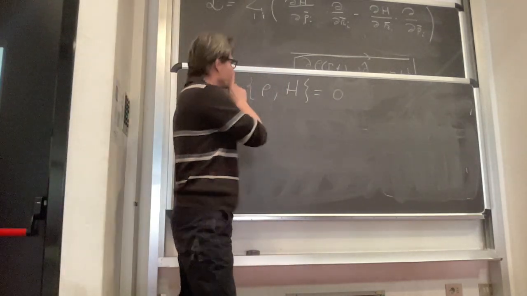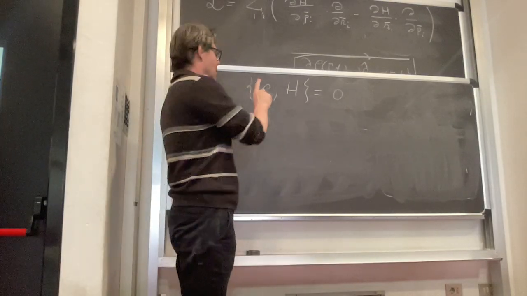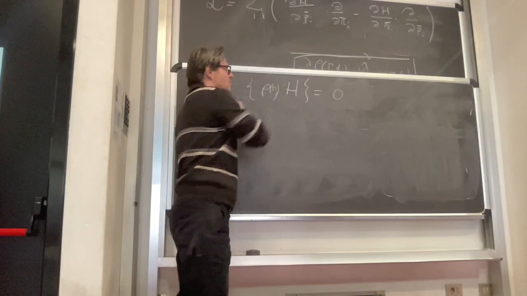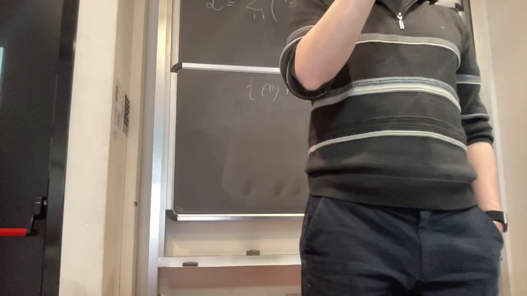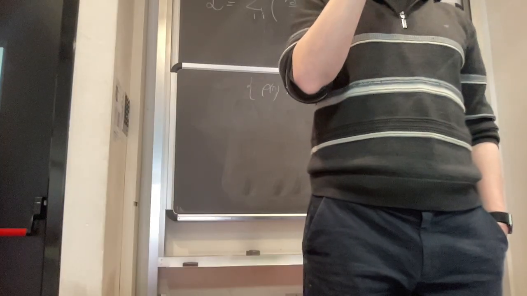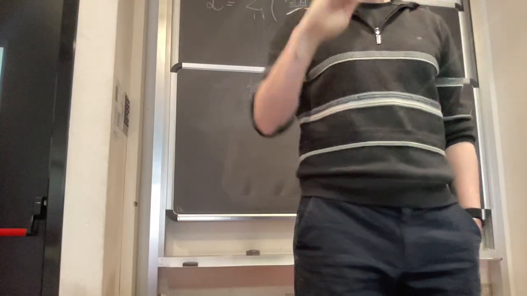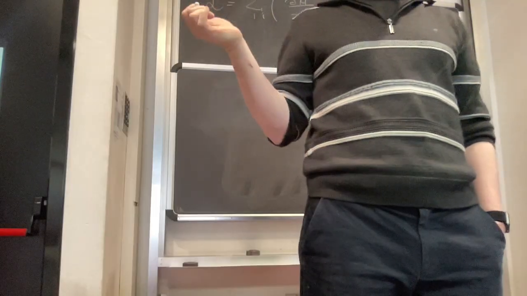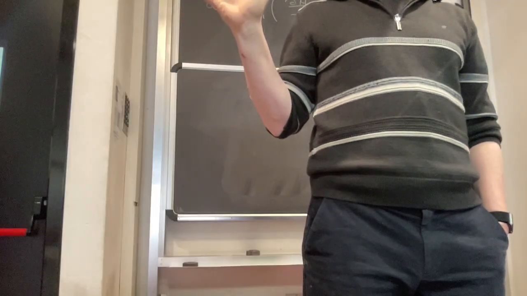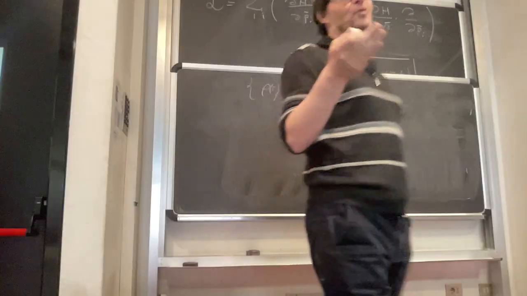But now remember, now we are learning something. For a distribution to be stationary, it has to commute with the Hamiltonian in the Poisson bracket sense. I will use the word commute improperly here. It has to have a zero Poisson bracket with the Hamiltonian, right? But if it has a zero Poisson bracket with the Hamiltonian, what are the distributions that have zero Poisson bracket with the Hamiltonian?